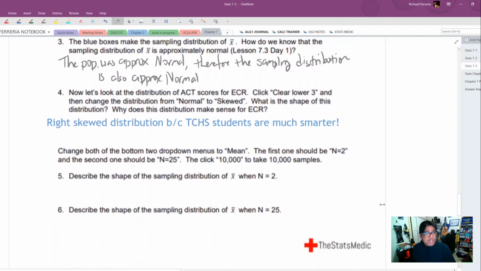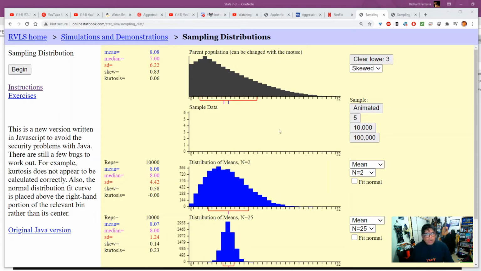So now we're going to change both of the bottom 2 drop-down menus to mean, and the first one should be n equals 2, and the second one should be n equals 25, and then we're going to click 10,000 samples. Okay. Over here on our simulator, we've gone ahead and we've changed this bottom one to sample size is 2.